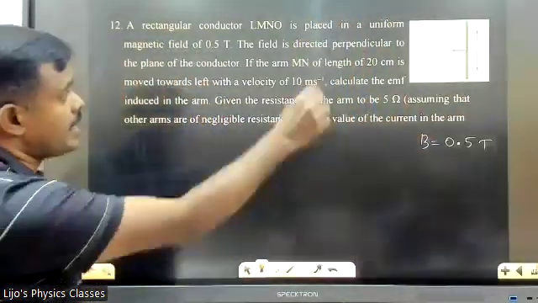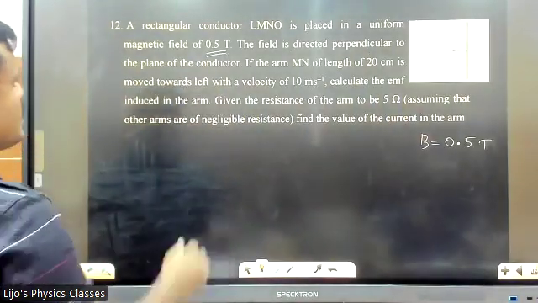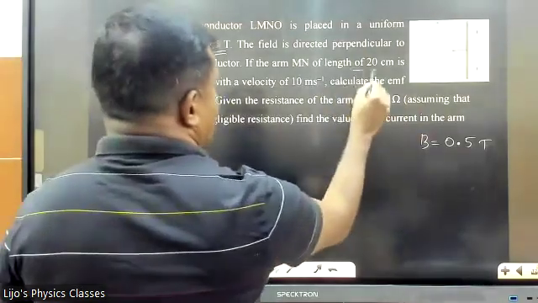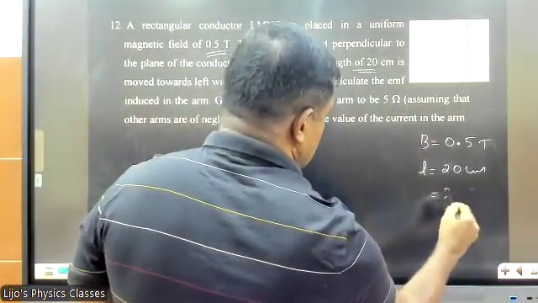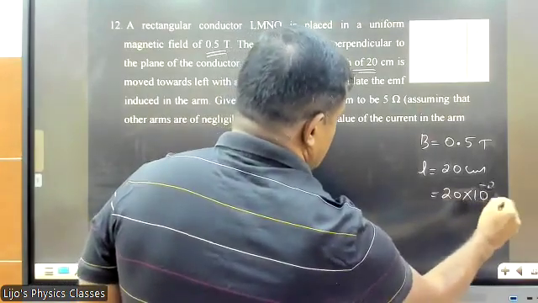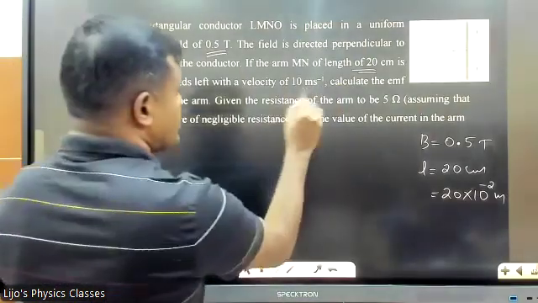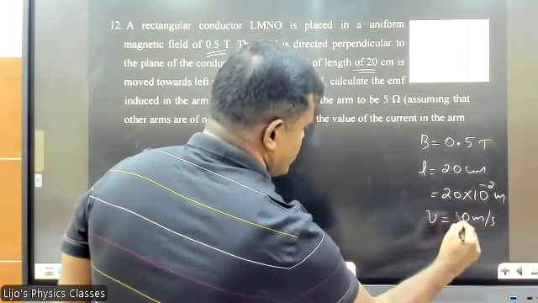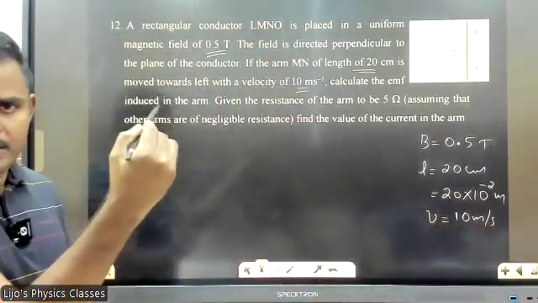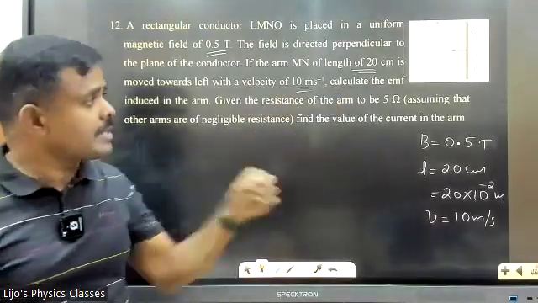All right, motional EMF. Then what is given? Magnetic field is given 0.5 Tesla. Then the arm MN of length is given, length is 20 centimeters. So how do you convert to meter? 20 into 10 raised to minus 2. Correct. Which is moving with the velocity equal to 10 meter per second. These are not my questions. These are all previous board questions. Okay. All right. So velocity is what? 10 meter per second.